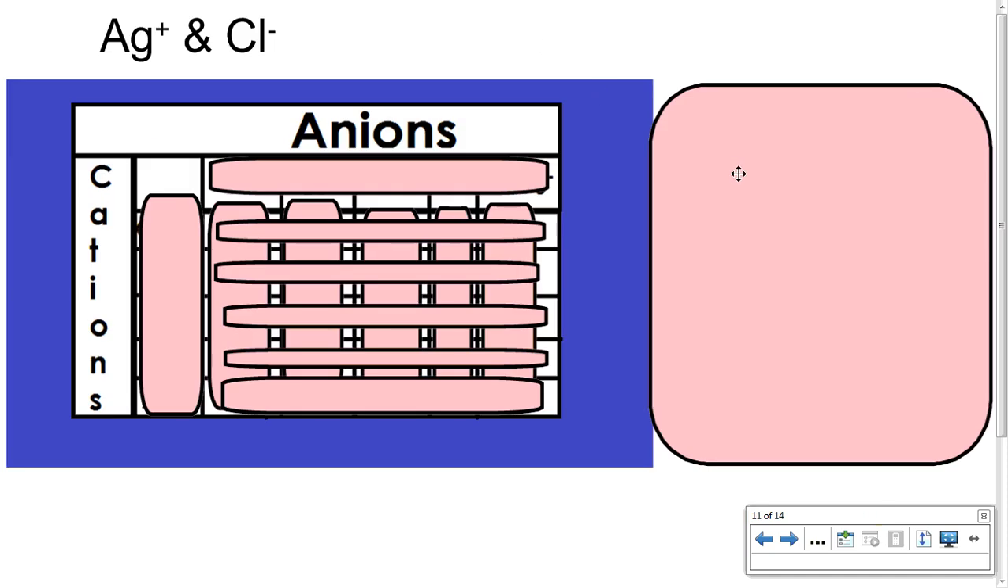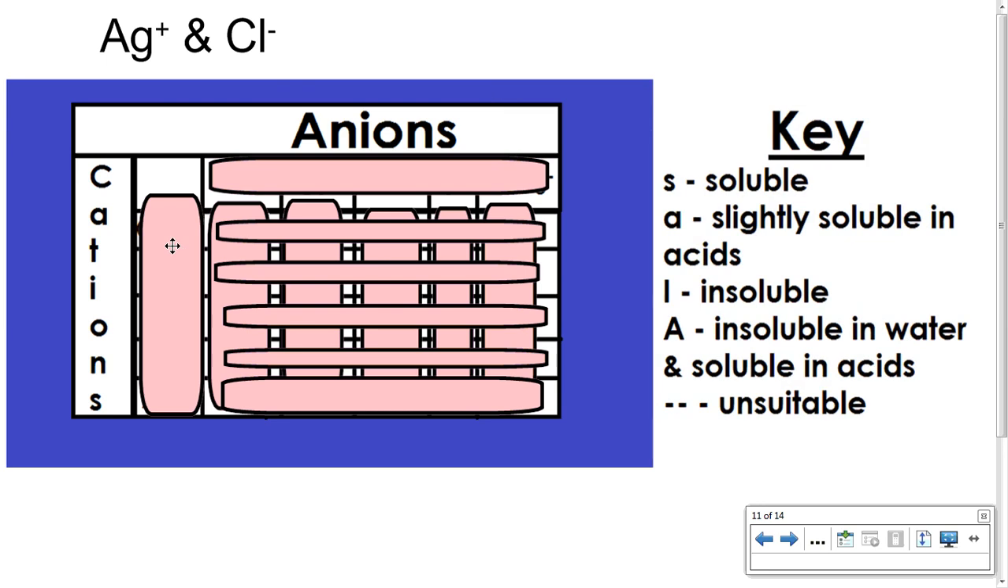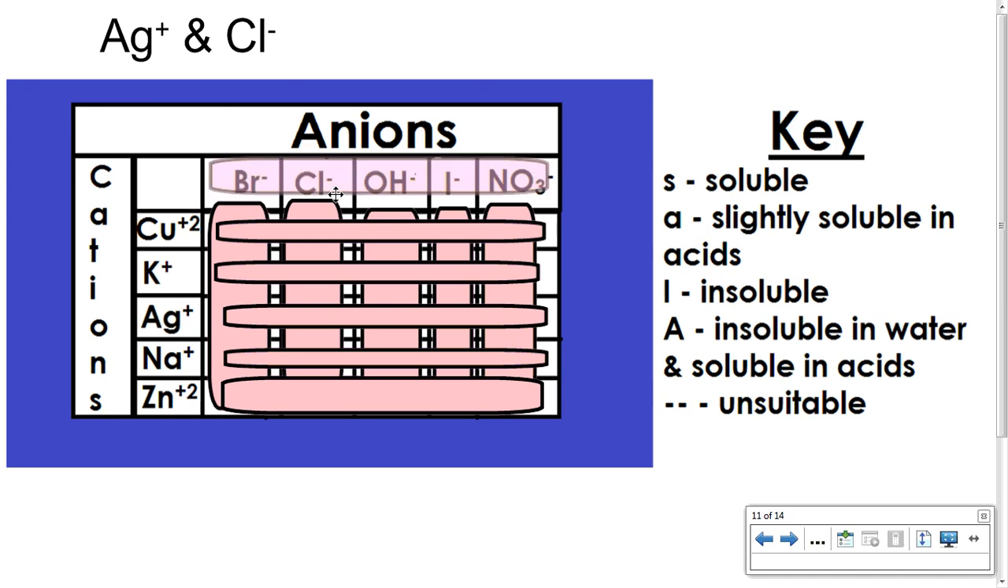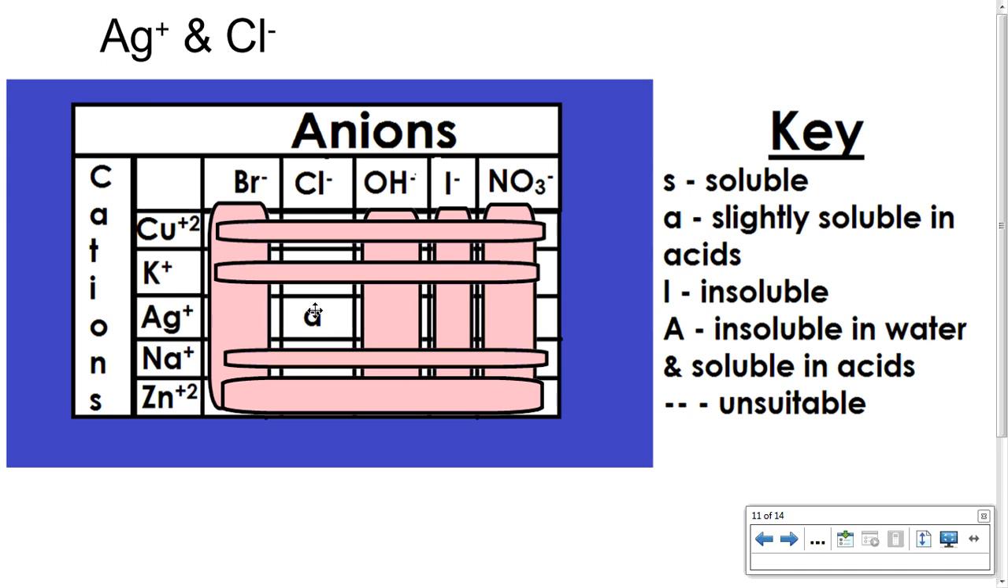So let's practice. Here's the key. Here's my anions. Here's my cations. Here's silver. And here's chlorine. So I want to look at this box right there. Now that means there's a little A there. That means it's slightly soluble in acids. And it's not soluble in water.